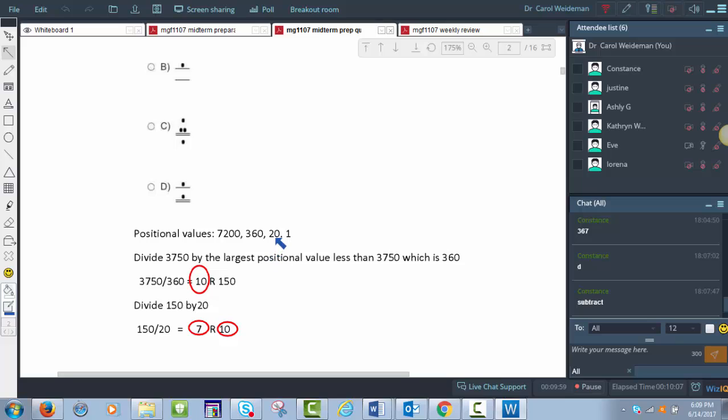I go to the next positional value, which is the 20s. I'm going to take 150 and divide by 20, and I get 7 with a remainder of 10. So here are the symbols I need: a 10, a 7, and a 10.